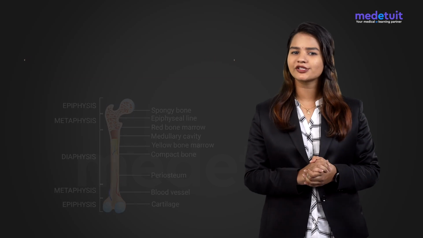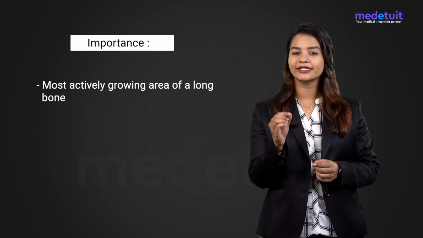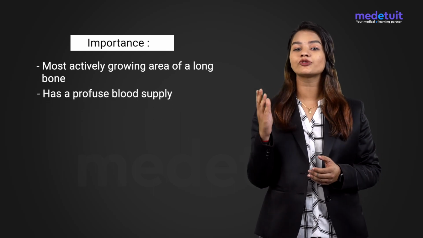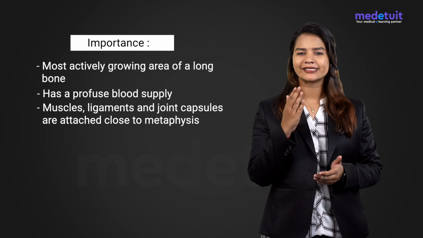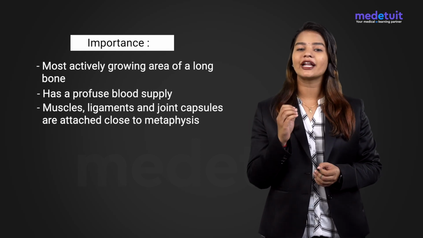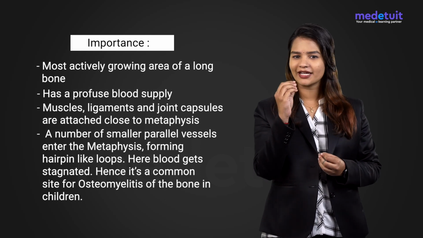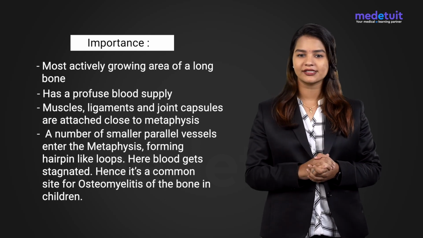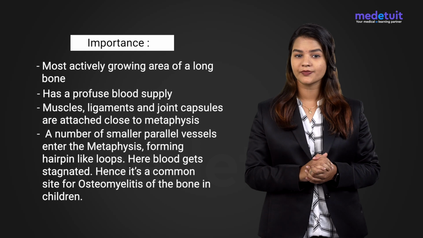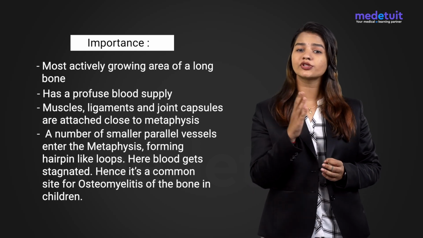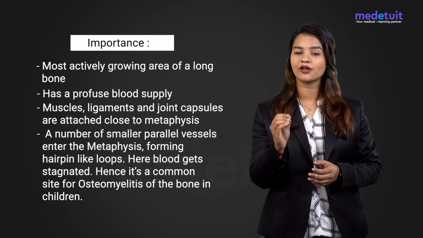Do you know the importance of metaphysis? It is that it is the most actively growing area of a long bone. It has profuse blood supply. Muscles, ligaments and joint capsules are attached close to the metaphysis. A number of small parallel vessels enter the metaphysis and form hairpin-like loops. Here, the blood gets stagnated. So, it is the most common site for osteomyelitis of bone in children.